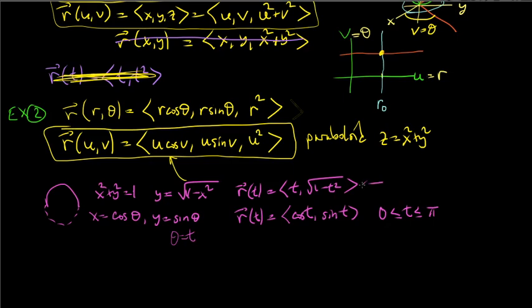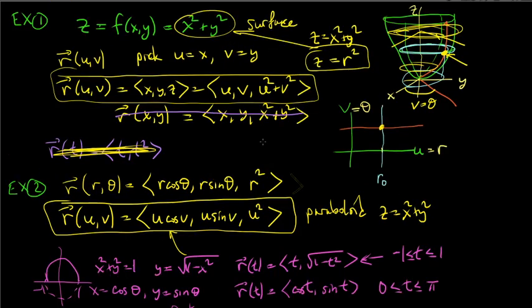For the earlier parameterization, x would have to be between negative 1 and 1, so t would be between negative 1 and 1. Sorry, not 0 and 1, negative 1 and 1. Unit circle, radius is 1.